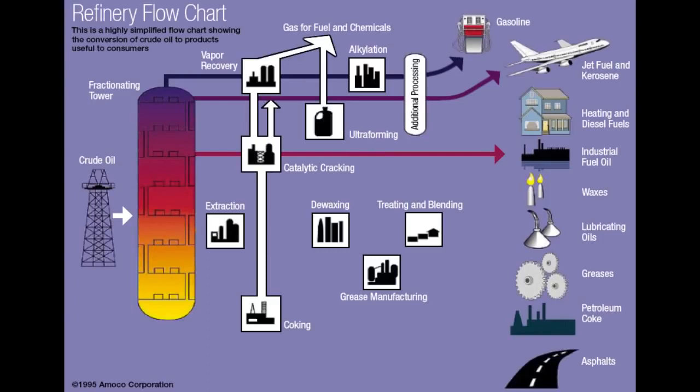As we go down the distillation column, we are now into the vacuum distillation territory, and the product from vacuum distillation would go through extraction, dewaxing, and various treating and blending to produce lubricating oils, as well as waxes and greases. We are now at the bottom of the vacuum distillation column, the vacuum distillation residue. We can do various things with this fraction.